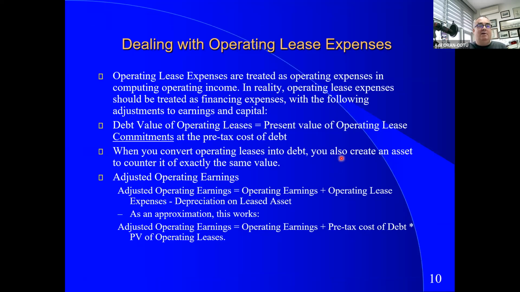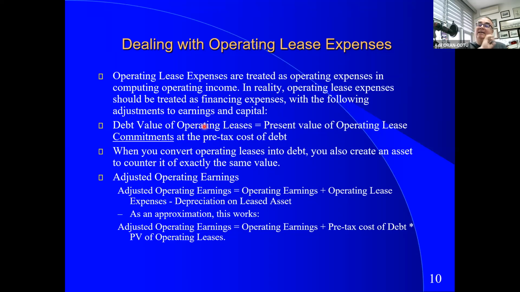So how do you deal with these? Okay, what do we need to do? Well, first, we need to calculate the present value of the payments that you have to make. The present value of the operating lease commitments needs to be calculated, and you obtain the present value at the pre-tax cost of debt. So this gives you the debt value of those operating leases.